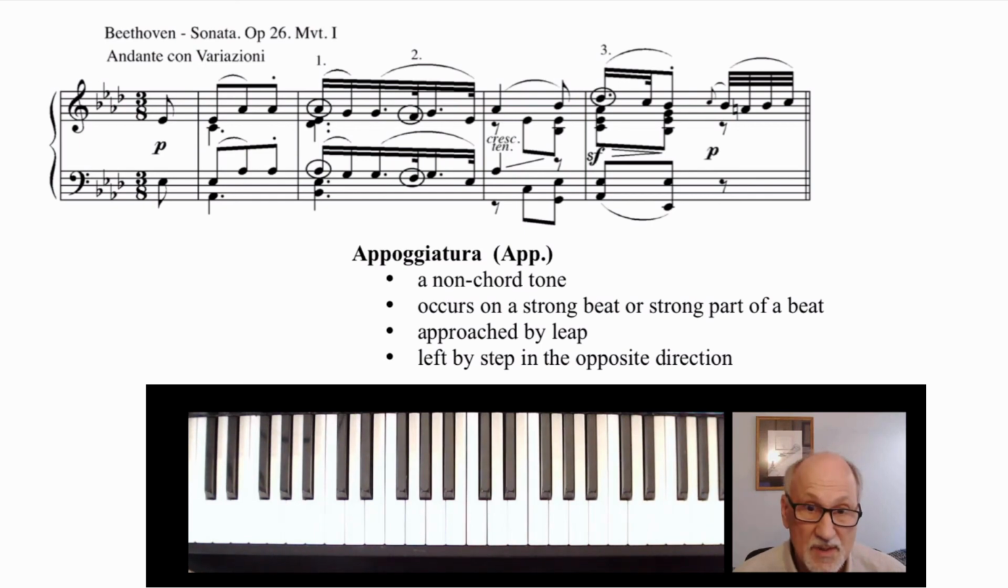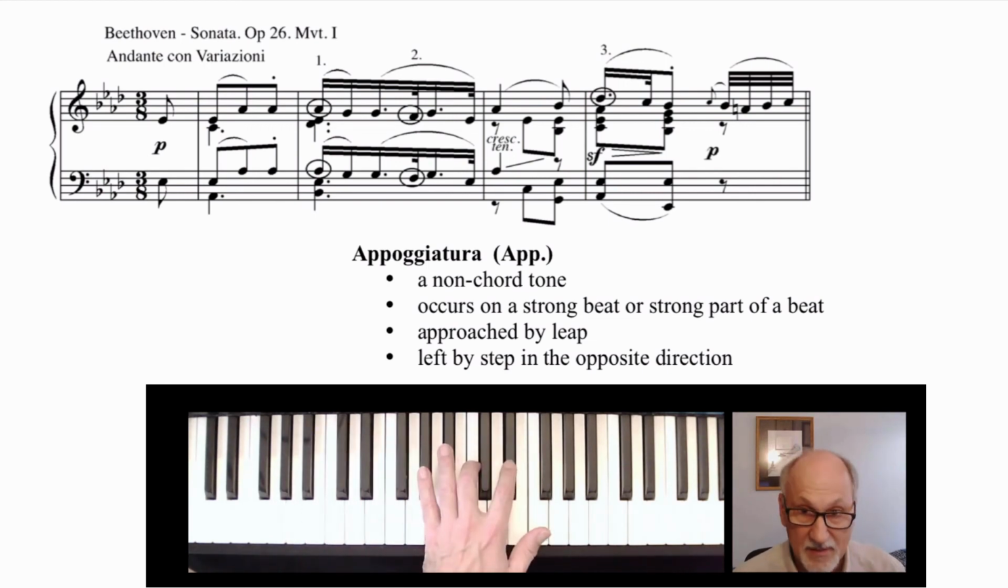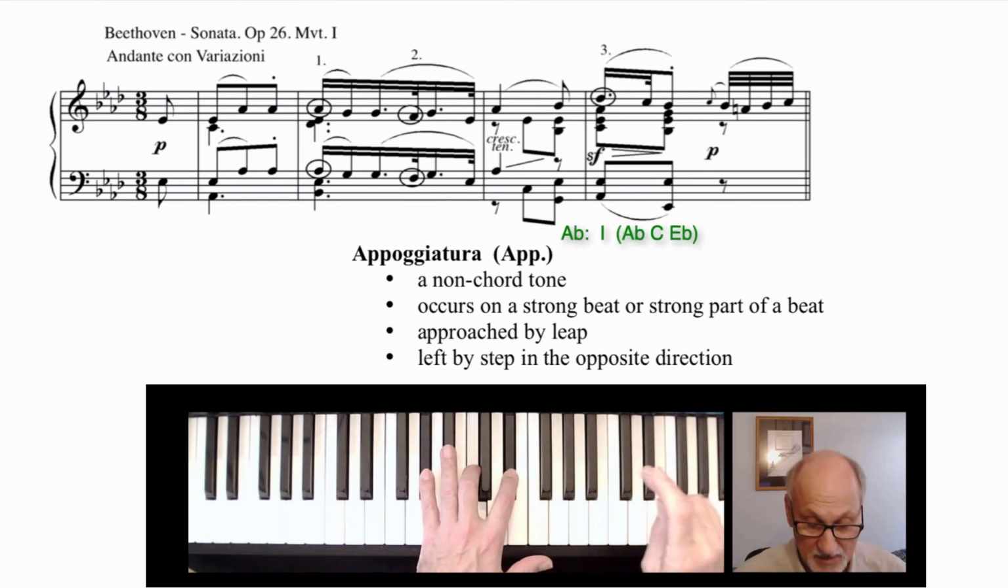We're going to just skip ahead a little bit and actually just find the appoggiatura, which we're going to find in the 4th complete measure. The key is A flat, the chord is A flat, and in measure 4 we see that the melody note is not A flat, C, or E flat, but it's actually D flat. That's the wrong note.